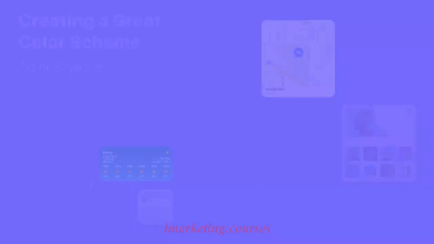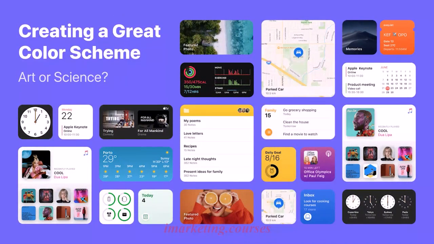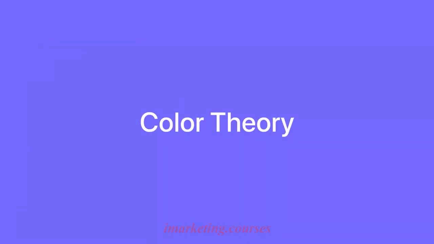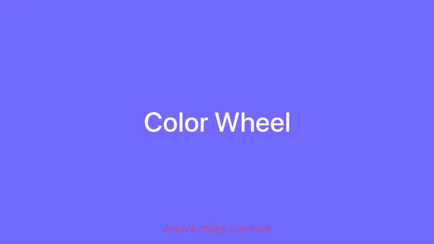Have you ever wondered how some UI designers create the perfect color palettes for their projects? They don't just use their artistic skills for this matter. They use science, and it's called color theory. To learn this science, you should understand what a color wheel is and how you can use it.